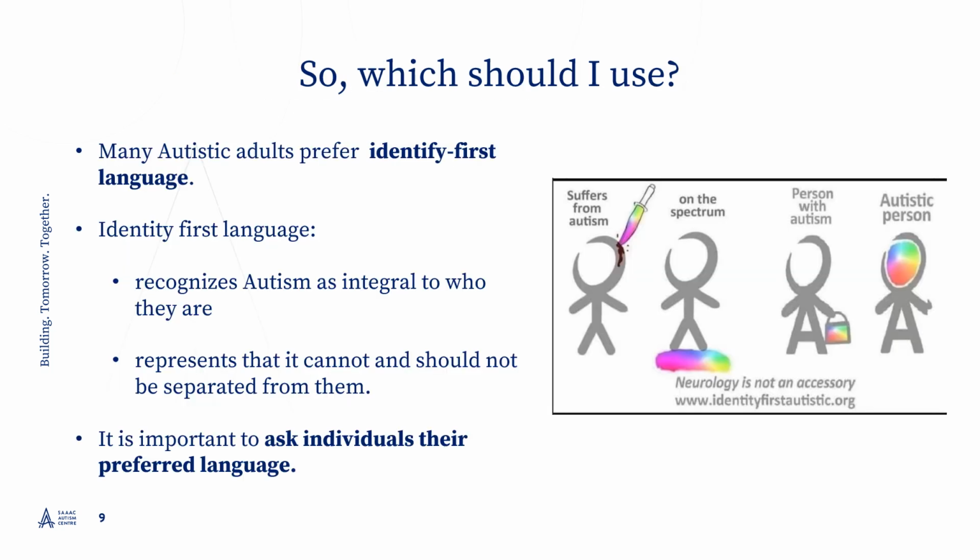So, which language should you use? Well, many autistic self-advocates have expressed a preference for identity-first language. This is because phrases such as on the spectrum or person with autism imply that autism is an accessory which they can get rid of or put down, whereas autistic person makes it clear that autism is inherent and central to who they are and that they cannot and should not get rid of their autism. Like with all things, it is important to ask each individual what their preferred language is.